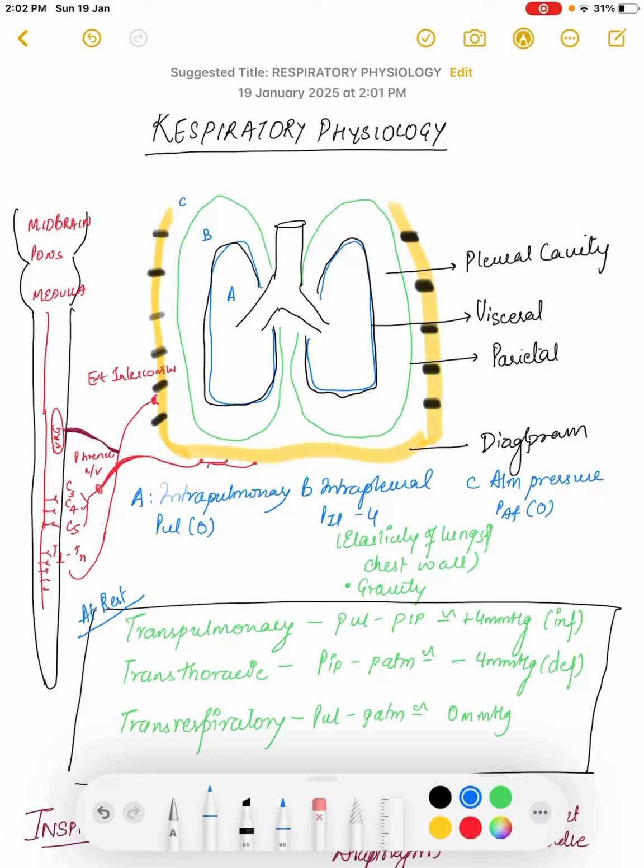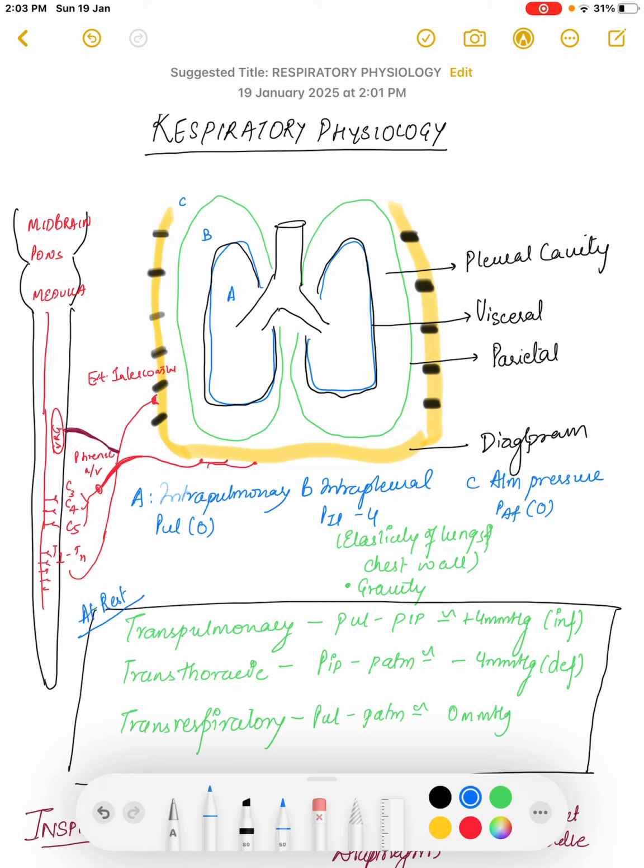Today we are going to learn about respiratory physiology. Our first topic will be the mechanics of breathing. We know the lungs are mainly used for the exchange of gases. Oxygen comes in and carbon dioxide is exhaled out.